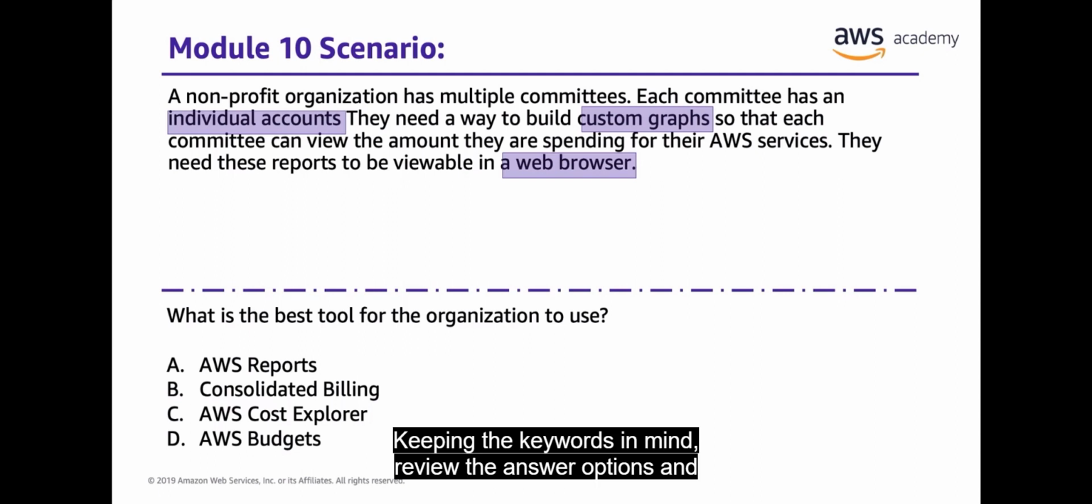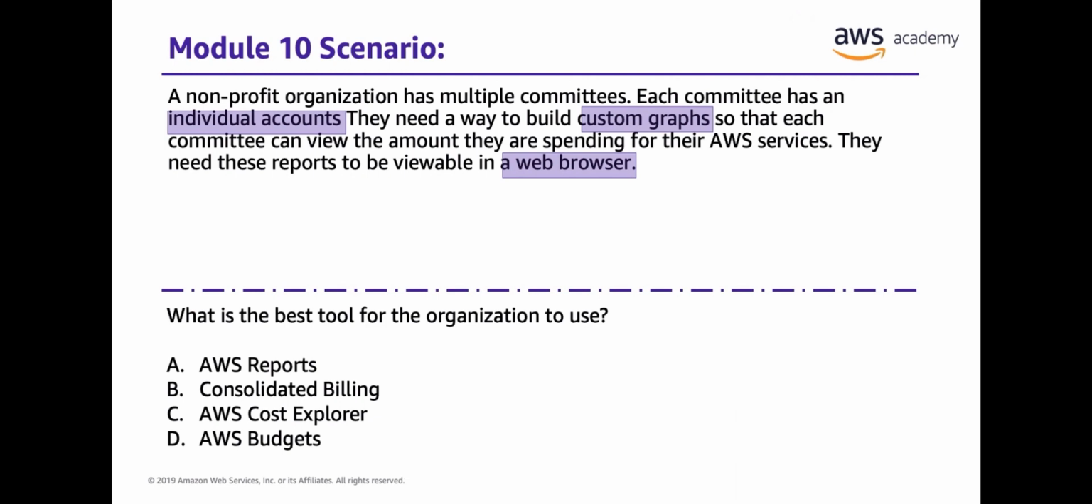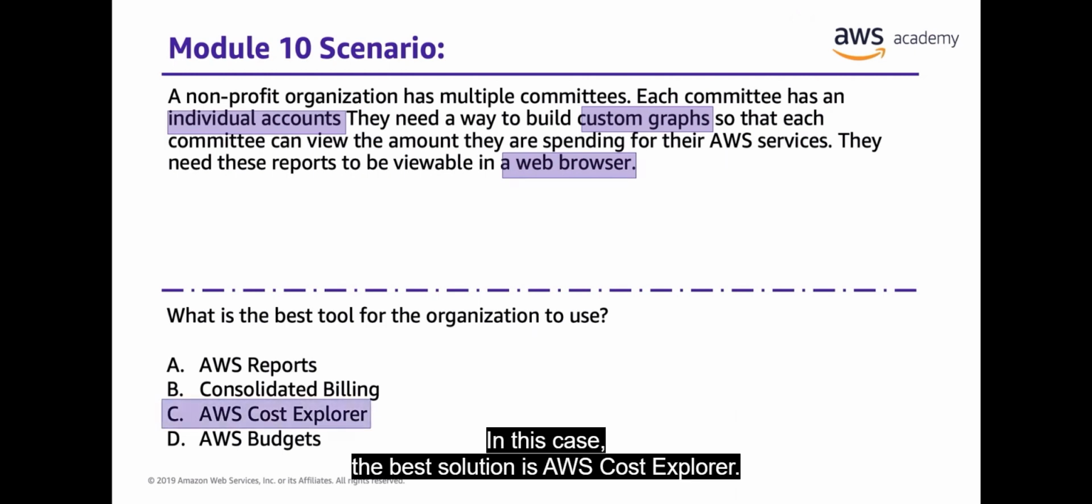Keeping the keywords in mind, review the answer options and try to rule them out based on the highlighted keywords. In this case, the best solution is AWS Cost Explorer.